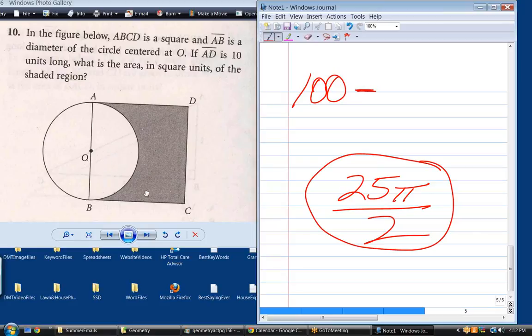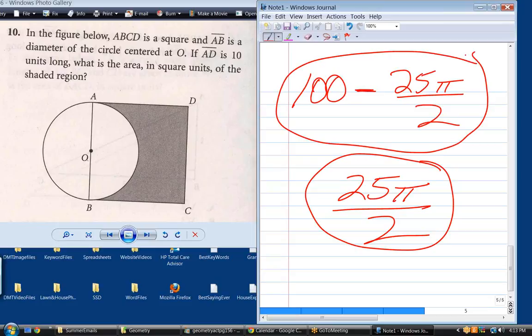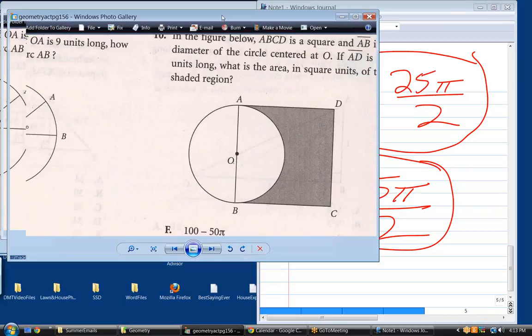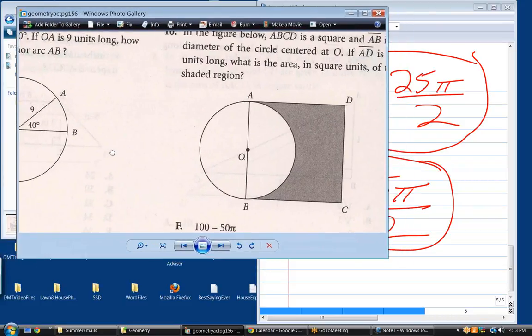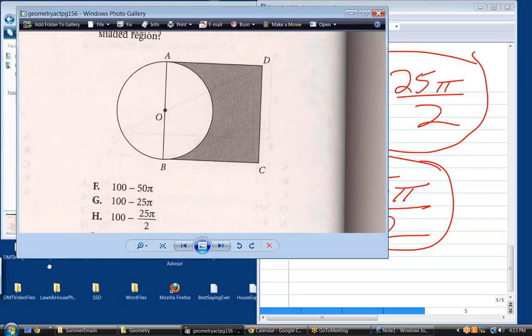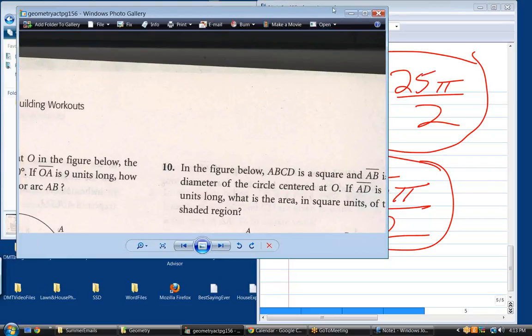All right. So if I take the area of the square and subtract out 25 pi over 2, that's going to give me the area of the shaded region. Answer H. All right. But just remember in geometry, when you see shaded region problems, they are subtraction problems.